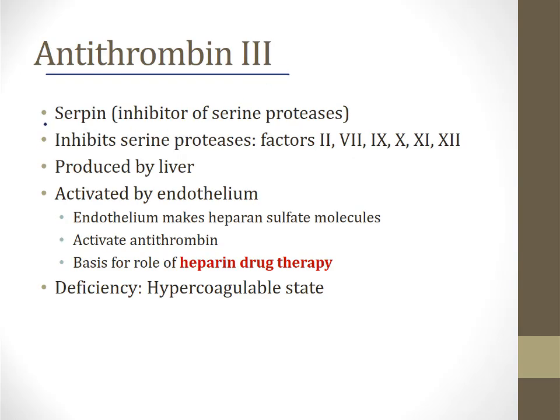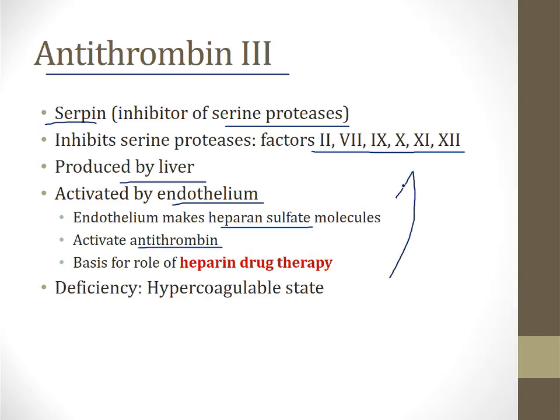Antithrombin 3 is a serpin, which means it is an inhibitor of serine proteases. And as I told you before, many coagulation factors are serine proteases, and a number of these are inhibited by antithrombin 3, including factors 2, 7, 9, 10, 11, and 12. It's produced by the liver, and it's activated by the endothelium. The way that the endothelium activates antithrombin 3 is by making a substance called heparan sulfate. These molecules activate antithrombin, and then it exerts its role on these clotting factors.